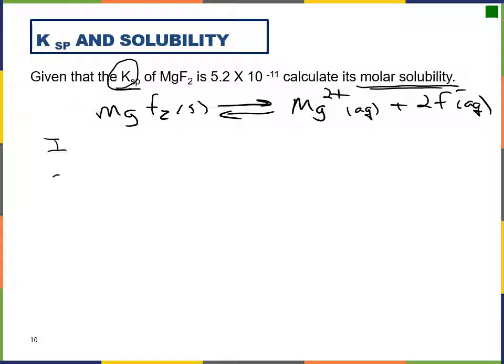We're going to need an ICE. We never need an initial concentration of this because it's a solid. It doesn't matter how much we have. And these guys are 0. Now, this is no longer 1-to-1, so this is going to go up by x and 2x. So we have x and 2x.